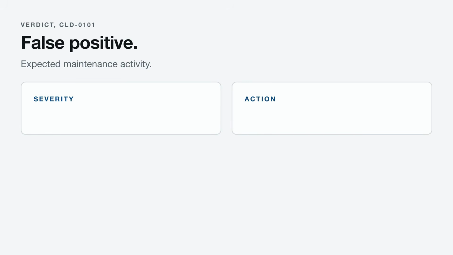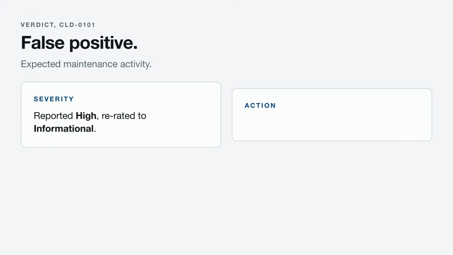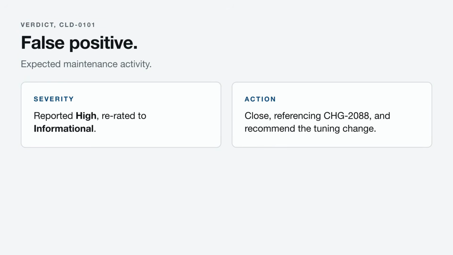False positive, expected maintenance activity. Severity and note: we're overruling the rule here. Reported high, re-rated to informational. The failures were pre-announced and nothing ever touched that account from outside its own host. Action: close it, and reference CHG2088 in the ticket. And one more thing that separates professionals from ticket closers: recommend a tuning change.